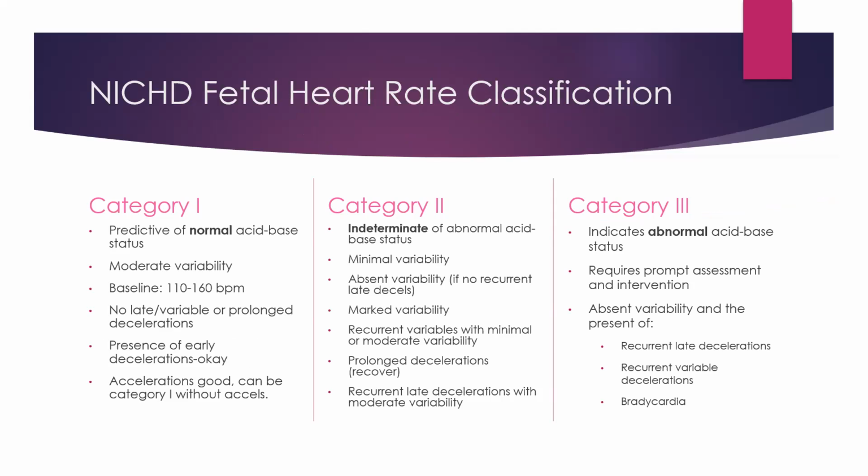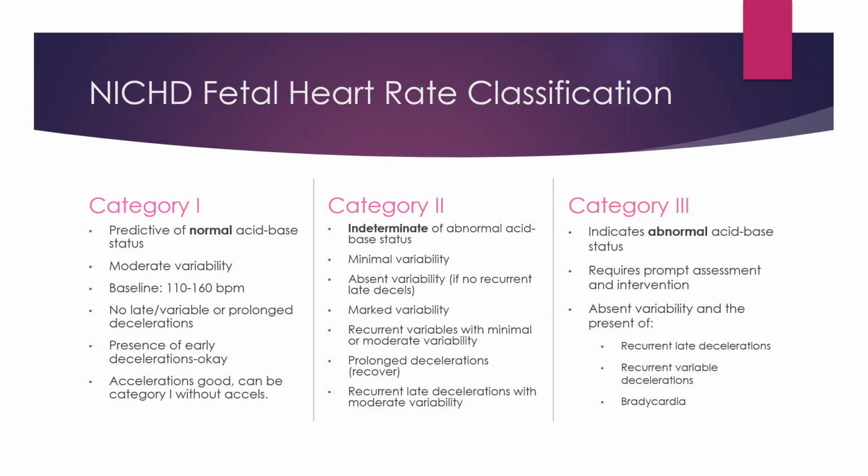So a little bit more specifically about the categories. Category 1 is predictive of a normal acid-base status, and that is what we want for our fetuses. We want them to come out with a normal acid-base status and not acidotic. So indicative of category 1 would be a fetal heart rate tracing of moderate variability, a baseline that remains between 110 and 160, no presence of any late variables or prolonged decelerations.